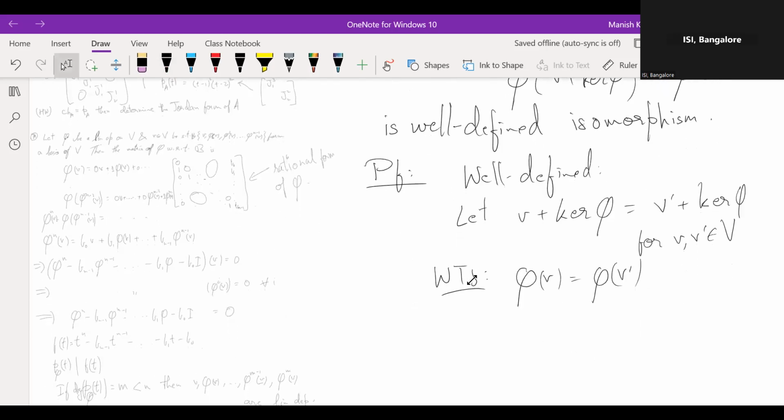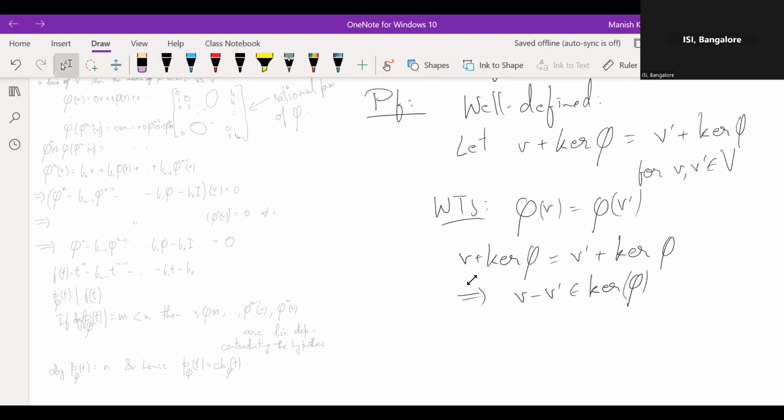So let's see this. You look at V plus kernel phi equals V prime plus kernel phi. What does this imply? V minus V prime, where does it belong? It is in kernel phi.